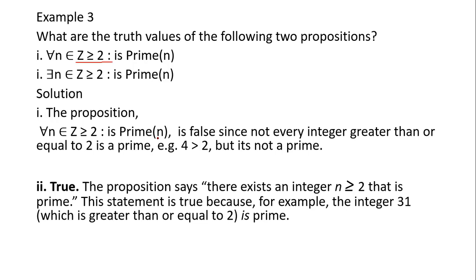Do I get my argument? Yes, sir. Because it's for all, it means any number greater than 2 must be a prime number, which is not true. So we are saying that this is false, since not every integer greater than or equal to 2 is a prime number. An example is 4. 4 is greater than 2, but it is not a prime number. Hence, it is not valid.